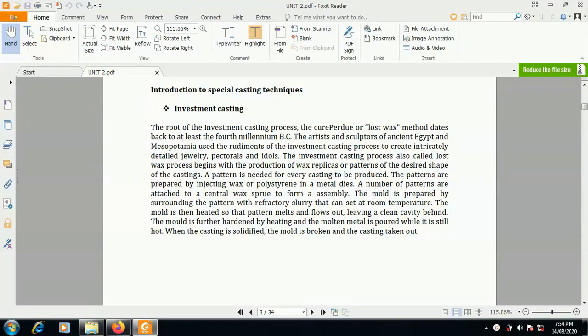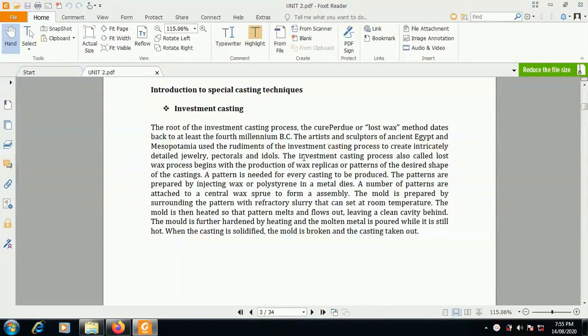Good morning, student friends. Up till now, we have seen in this second unit the green sand molding process and shell molding process. Today, we will see the investment casting process. The meaning of the word investment is to apply a special coat, or a special coating. That is the meaning of the investment casting process.